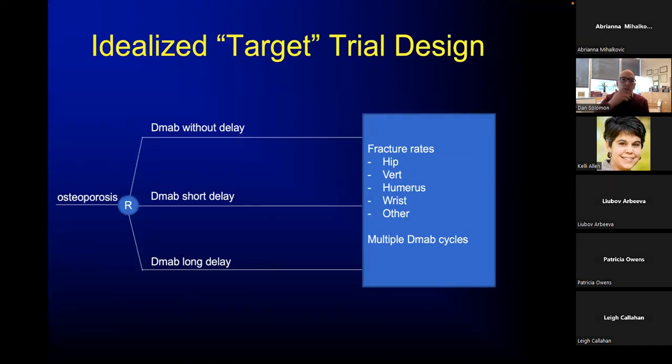So you can look at this observational corollary to the target trial as such. All the patients have osteoporosis, and now we're going to pseudo-randomize them to denosumab without delay, within 4 weeks of when they're supposed to get it, a short delay, 1 to 4 months of when they're supposed to get it, or a long delay beyond 4 months. And then we're going to look at these outcomes in the blue box over here.